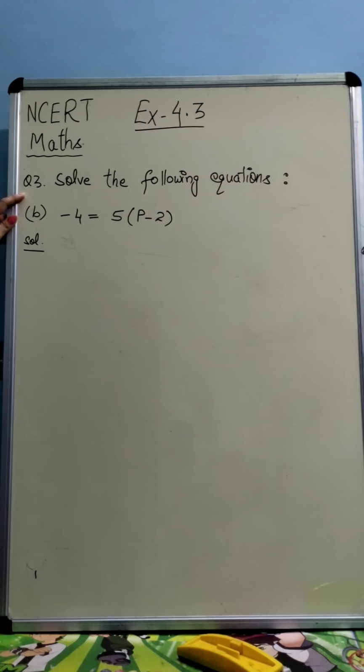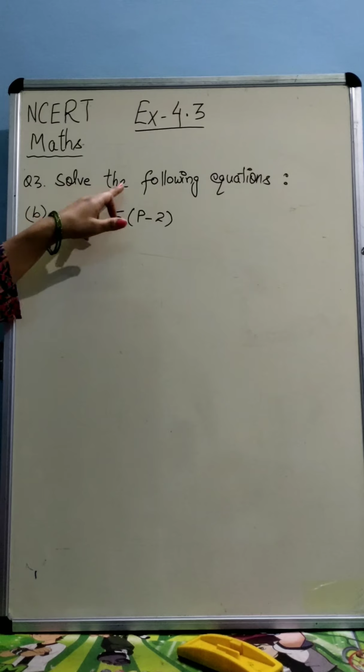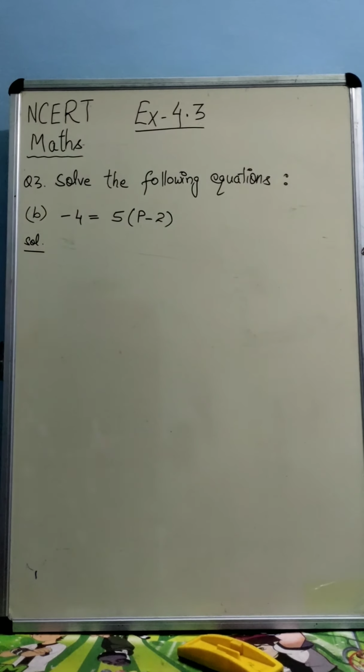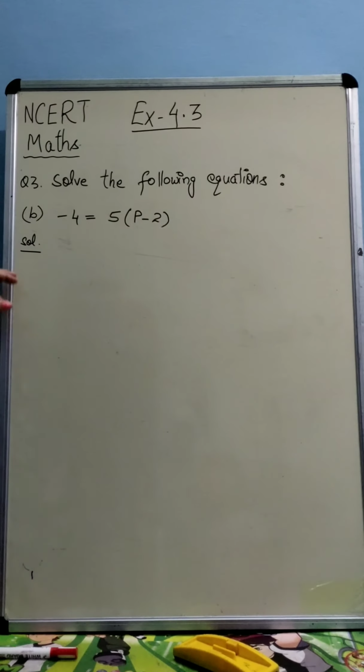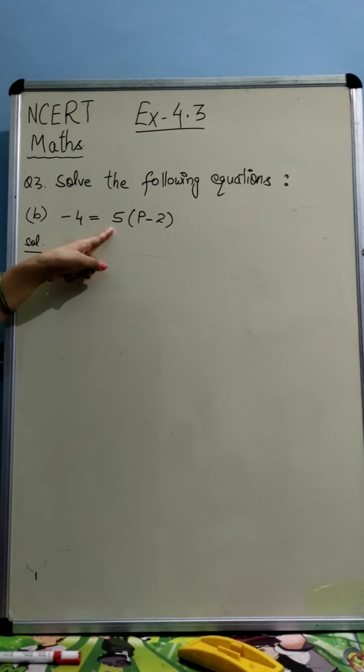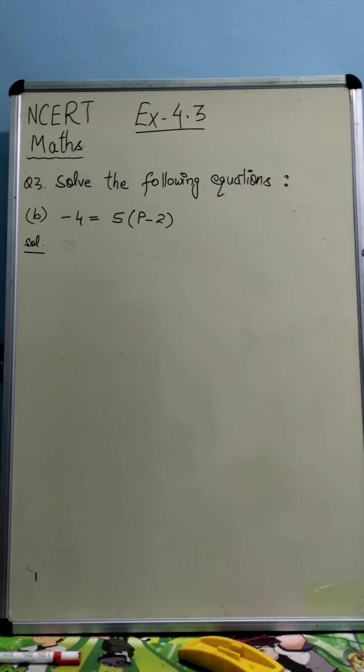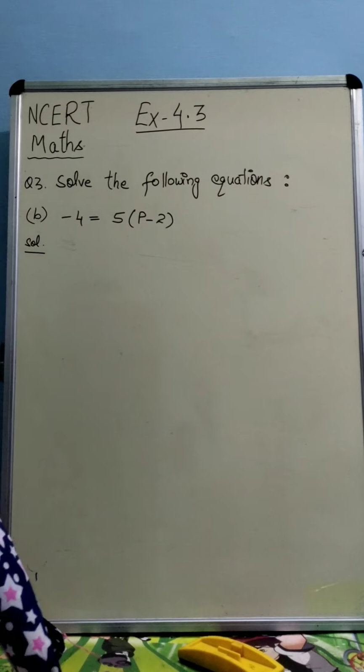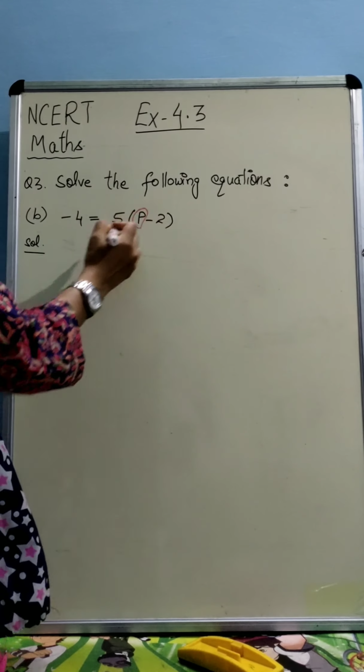Question number 3. Solve the following equations. So the P part is: minus 4 equals 5 into P minus 2. Solving the equation means finding the unknown quantity. So we have to find this P here.